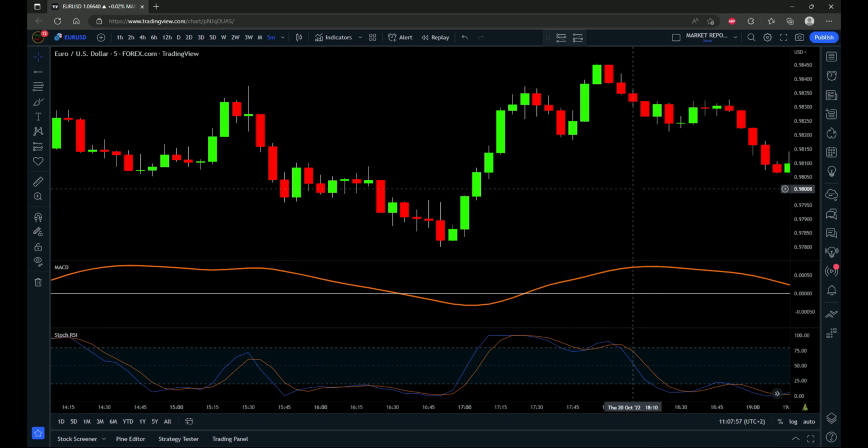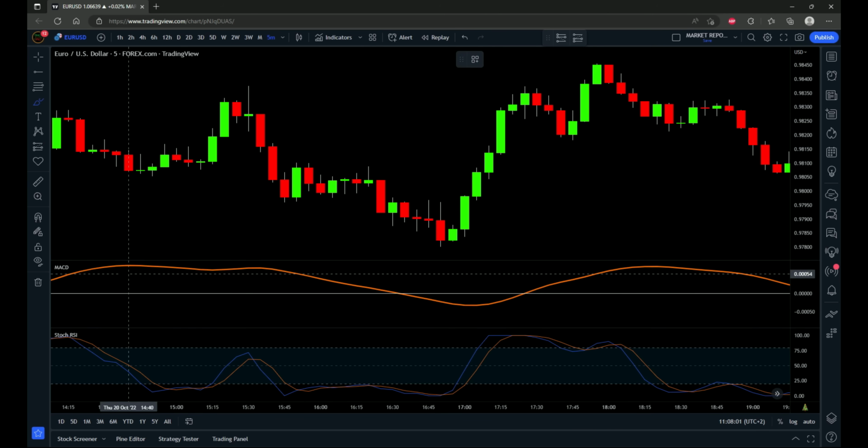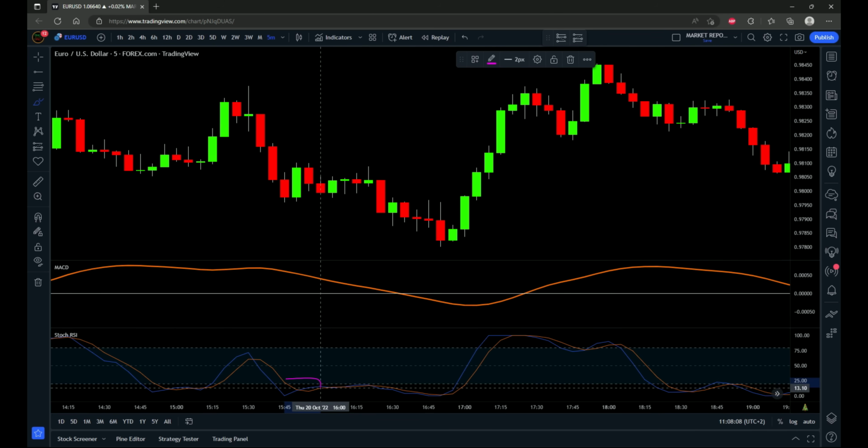Okay, so here's an example for a long trade. First we see that the signal line is over the zero line, which tells us we're only looking for long trades. Then we see a cross up on stochastic RSI that happens in the oversold territory below the zero line. So we have two criteria met.